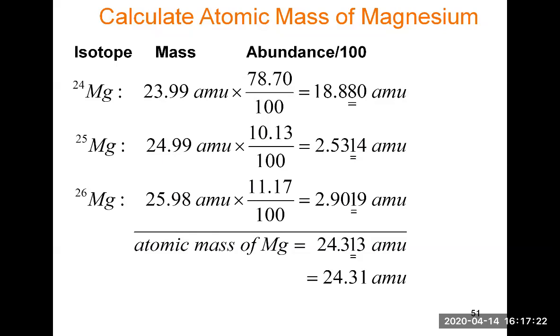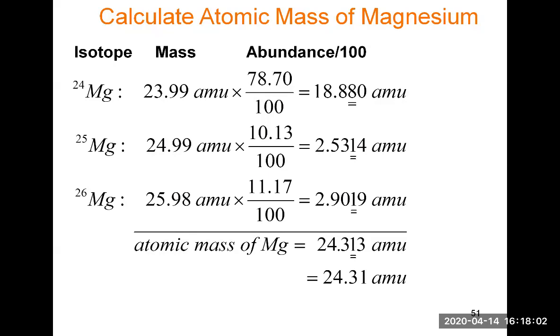The contribution of magnesium-25 is 24.99 atomic mass units times 10.13 divided by 100. Again, we have 4 sig figs in the mass and the percentage, and 4 sig figs this time will translate into 3 decimals. Magnesium-26, again, 4 sig figs in the mass and in the percentage. And because the contribution is small, that translates into 3 decimal places.